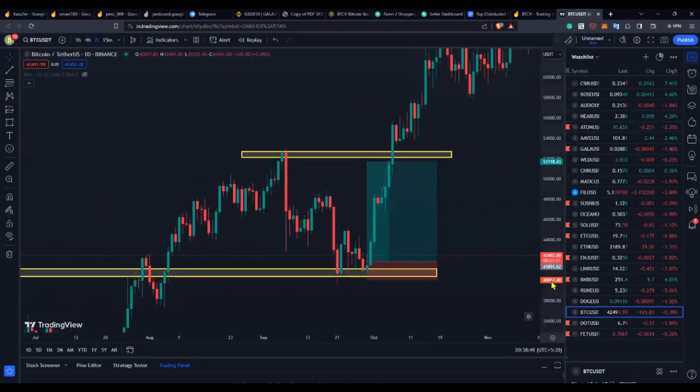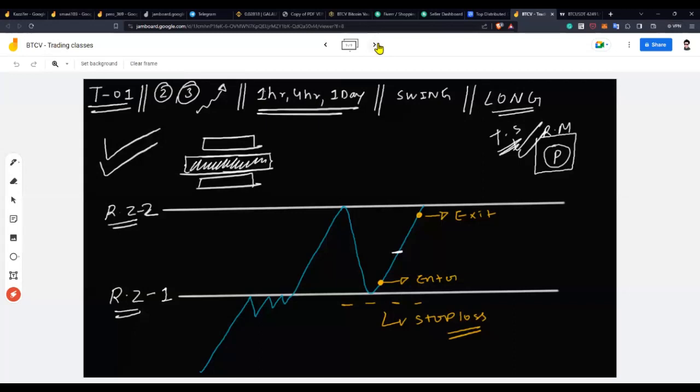Now let's talk about the second part, which is trading setup 02. Trading setup 02 is also very simple.